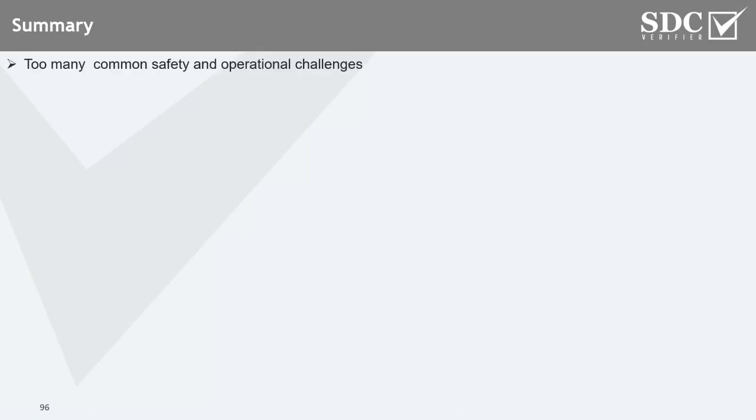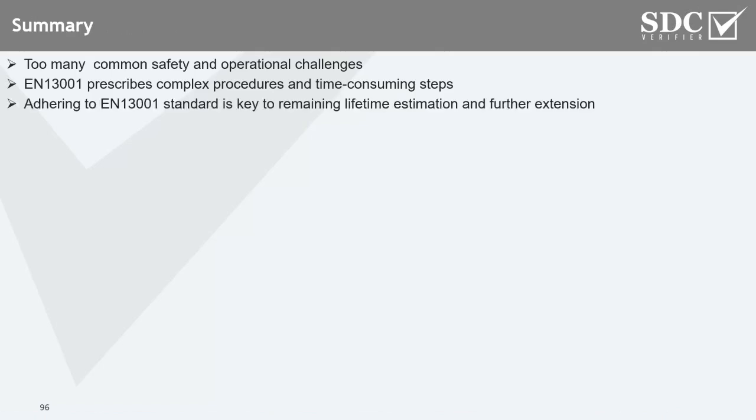So to summarize this webinar, we have too many common safety and operational challenges, and EN 13001 itself prescribes complex procedures and time-consuming steps. But adhering to this standard is key to remaining lifetime estimation and further extension, because it's the most advanced standard in the heavy lifting industry. Non-usage of FAA brings high risk in structural verification, some of which I showed you before. So it's really crucial to follow the right and correct steps, which do not pose any risk to your further operation.